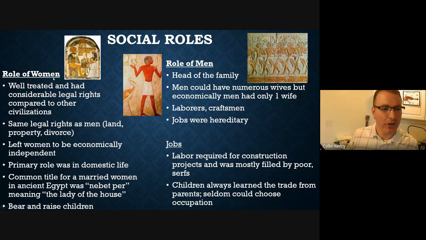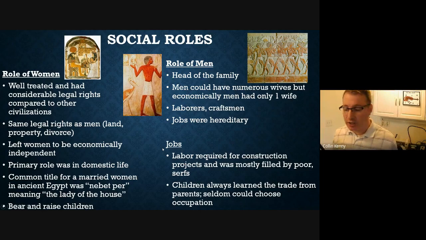You know, for girls, one of the nice things about Egypt was actually, for the ancient world, much, much more fair than other parts of the world. Women had similar legal rights to men, where they could own property, have their own land, divorce if their husband was a jerk, and have their own businesses. And so women were able to be economically independent, which is extremely rare in the ancient world. So it was a pretty good place to be a girl.